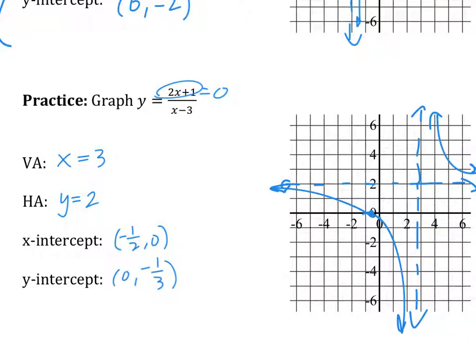Okay, all right. Let's go on to the next one. Now it's going to get a little harder, but we will be fine.